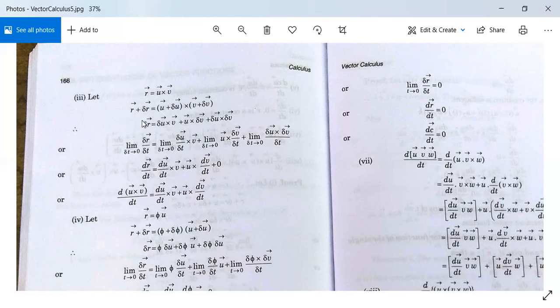So divide by delta t and take limit delta t tends to 0. So limit of delta r by delta t is equal to limit of delta u by delta t cross v plus limit of u cross delta v by delta t plus limit of delta u cross delta v by delta t. Again, this will be 0. So dr/dt is equal to du/dt cross v plus u cross dv/dt plus 0. So d/dt of u cross v is equal to du/dt cross v plus u cross d/dt of v.